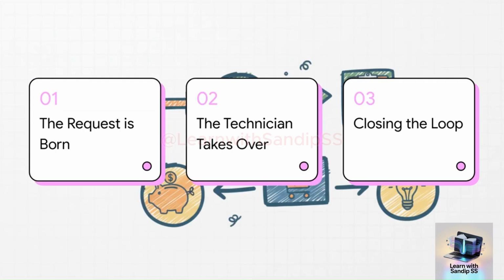And we're going to break this journey down into 3 simple parts. First up, the order. How does the request even get into the system? Then, we'll follow the technician out into the field as they do the actual work. And finally, we'll close the loop by turning that work into a bill and getting paid. So let's start at the very beginning.